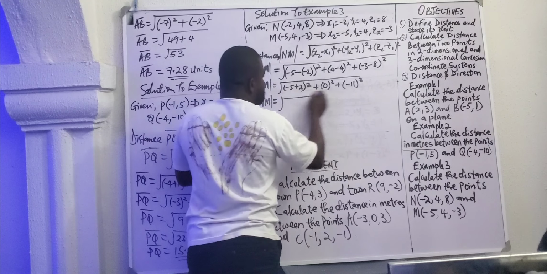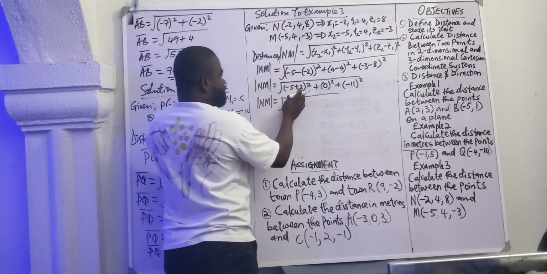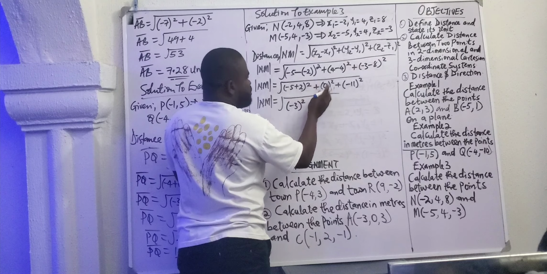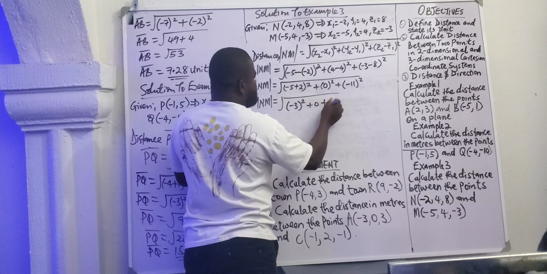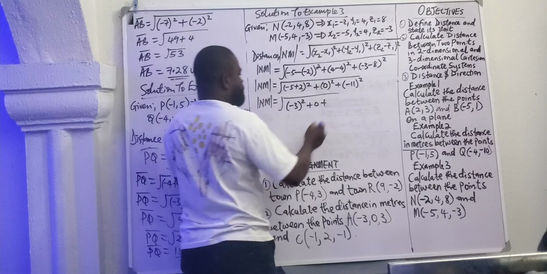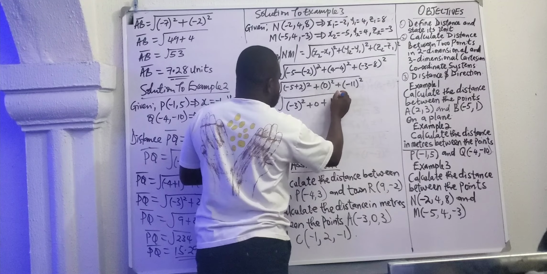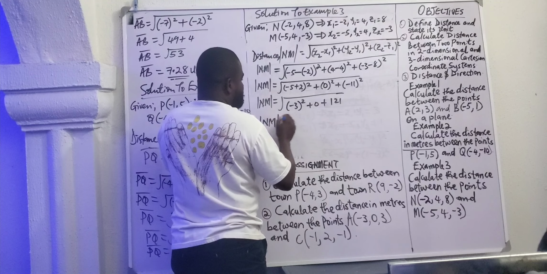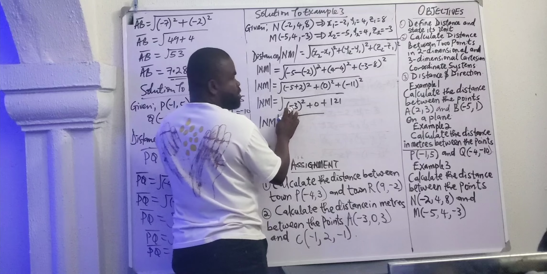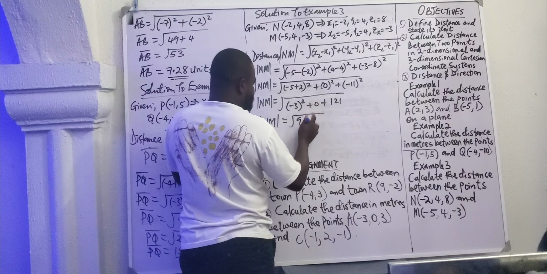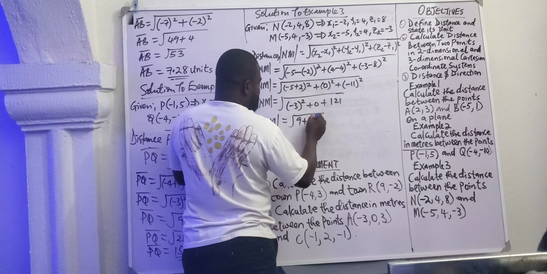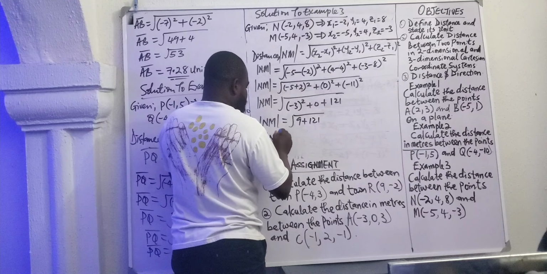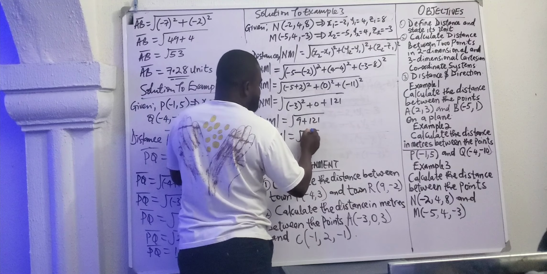So I will now have that my distance MN is equal to the square root of -5 plus 2. That will give me -3 all squared. 0 squared is 0, plus -11 squared. That will give me 121. Then I have the distance MN equals the square root of -3 squared is 9, plus 0, plus 121. So 9 plus 121 will give us 130. Square root of 130.